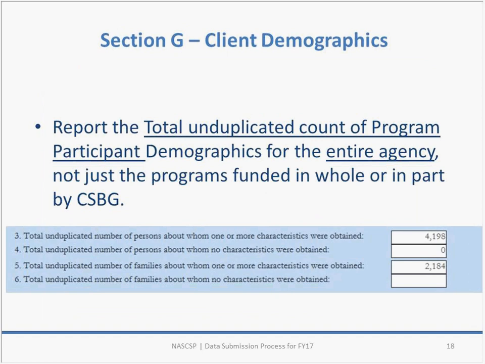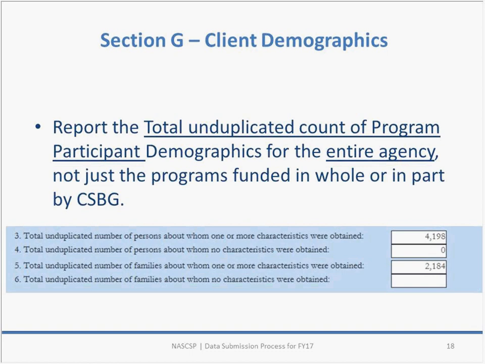Section G is the client demographics. In Section G, report the total unduplicated count of program participants. These are the demographics for the entire agency, not just the programs funded in whole or in part by CSBG. So the demographics include folks that are served in your weatherization programs, LIHEAP, programs that you're operating.